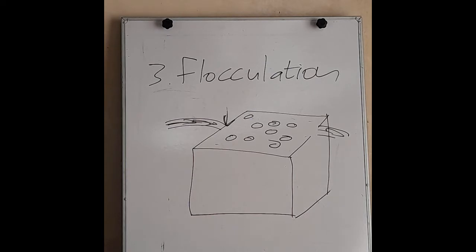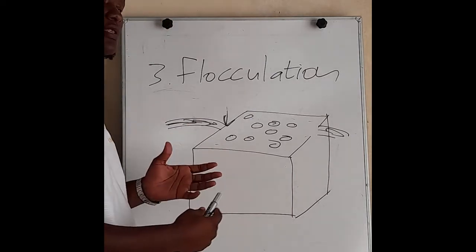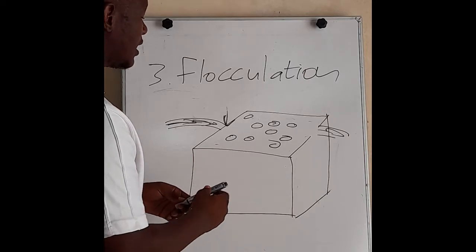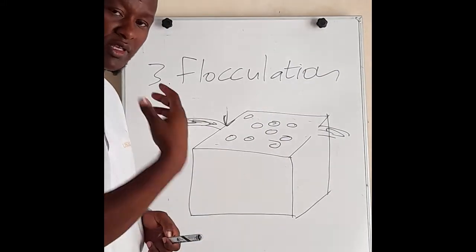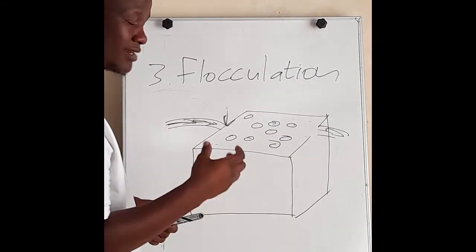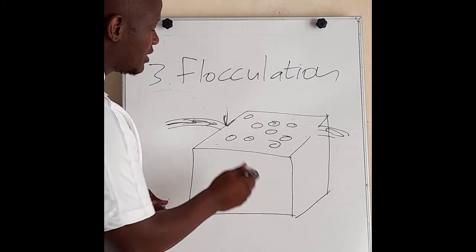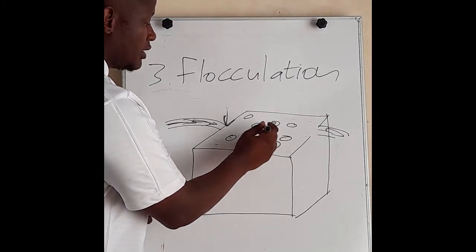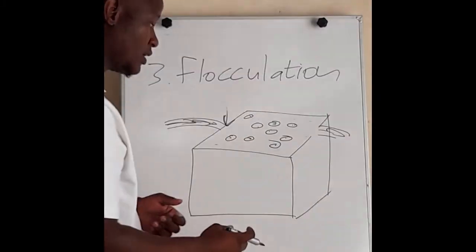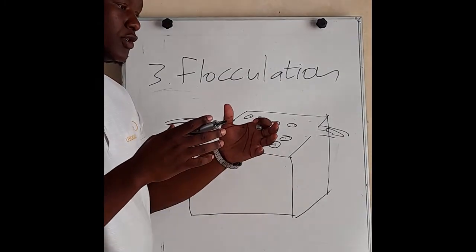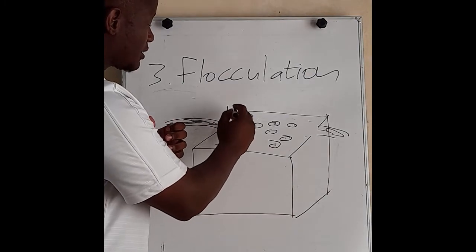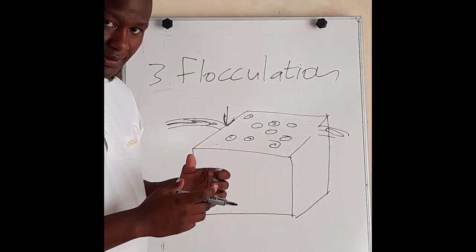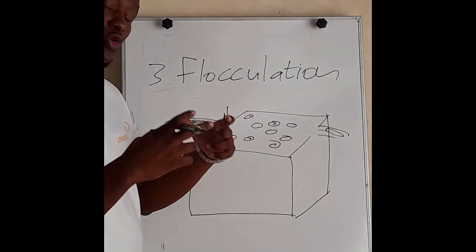Our third step now is flocculation. The velocity that was moving this water at a very high speed is now being slowed down. The reason for that is so these particles that are in suspension will now try to move together because of the chemical that was dosed in there. They're now trying to move together.